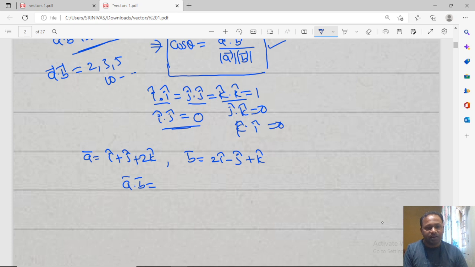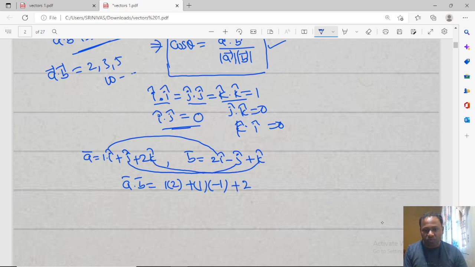Very simple. Dot product: I dot I, so here we can write 1 into 2, which is 2. J dot J, 1 into minus 1, which is minus 1. K dot K, here we have 2 and 1. So the answer is 2 minus 1 plus 2, that is 4 minus 1, which is nothing but 3.